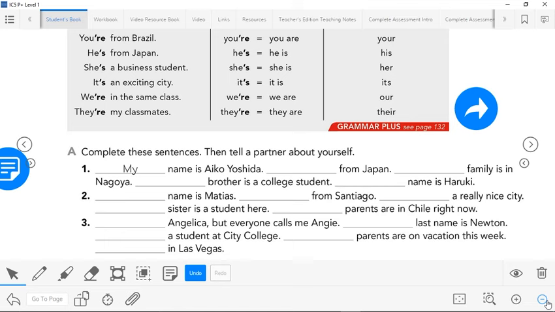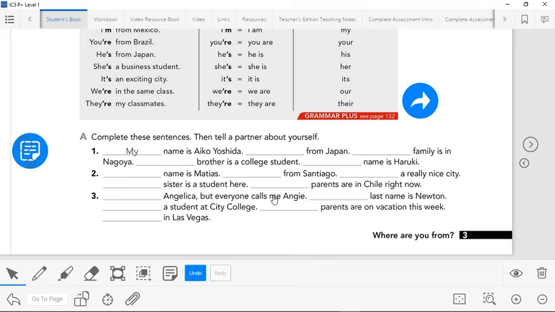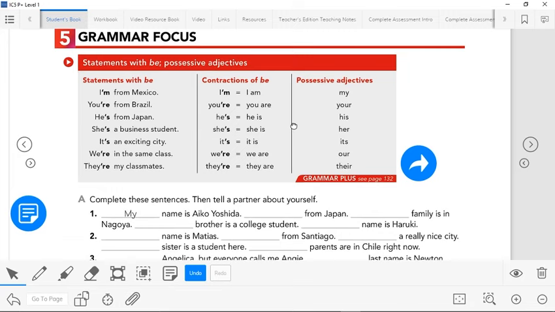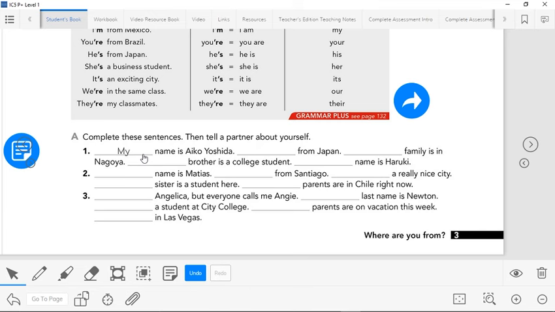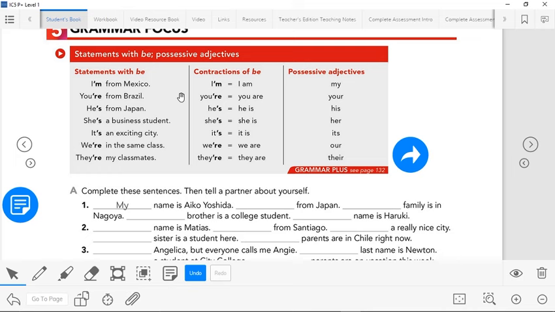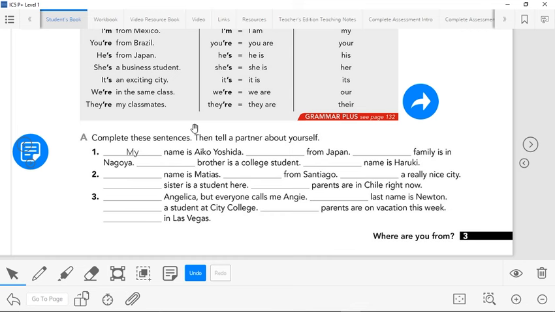Here we have a small and short exercise about this. We need to complete the sentences with the correct form of the possessive adjectives or maybe contractions of be when necessary. Please take your time and then come back and continue the video to see the answers. Okay, you finished? Let's see. We have here the answers.